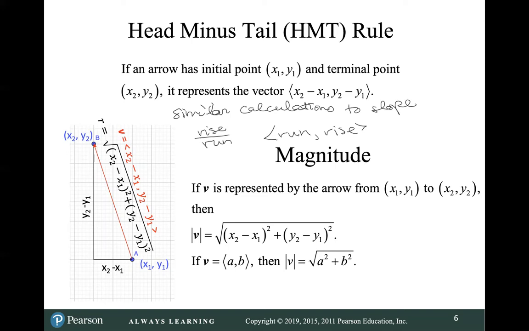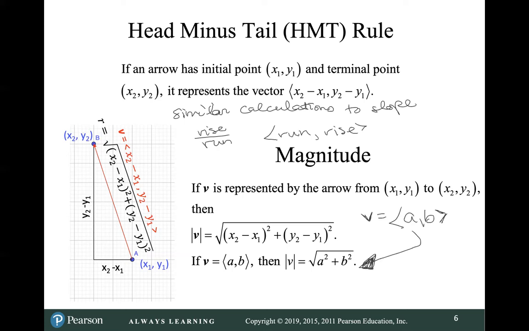For the magnitude, we derived this in class. We use the distance formula, which comes from the Pythagorean theorem, and we can use those same values. So if you have a vector, let's say I have vector v, and I have it in component form, a comma b, I don't need to use the whole distance formula. I can use just the Pythagorean theorem.